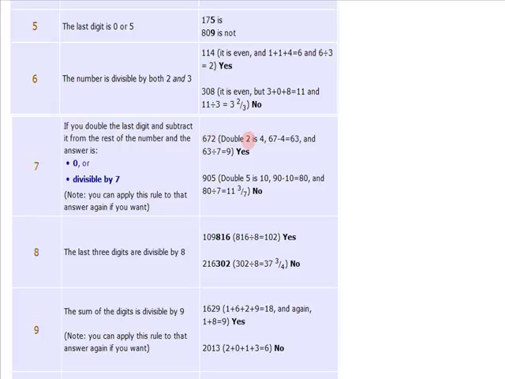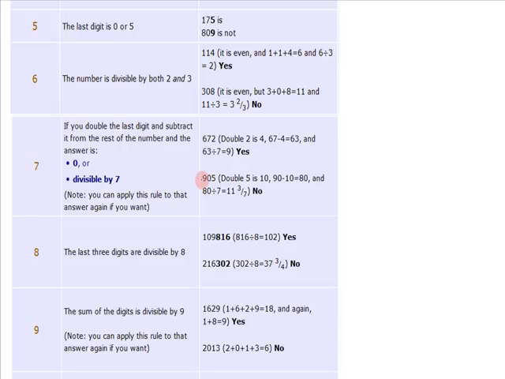672. Double the last digit, it's 4. Take 4 and take it away from 67. You get 63. So since 63 is divisible by 7, then the answer is yes. So it's a very weird test.